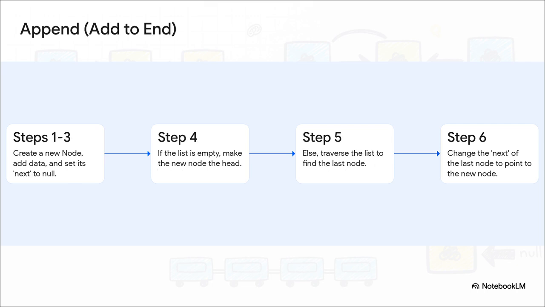And finally, we have append, which is just adding a new node to the very end. To pull this off, you have to start at the head, at the very beginning, and follow each and every next pointer, from car to car, until you find the one whose next pointer is null. That's your last car. Once you find it, you just change its next pointer from null to your shiny new node. And just like that, you've added a caboose to the train.